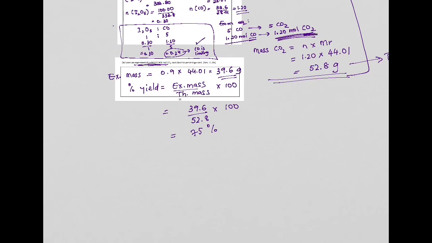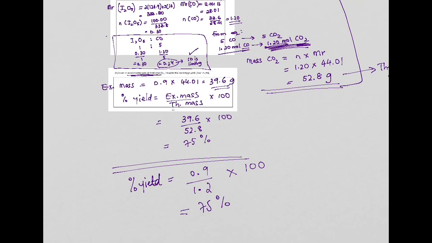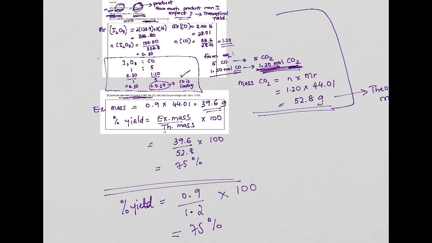Now, you can also do this calculation of percentage yield using the moles. You can do experimental moles, which is 0.9, divided by theoretical moles, which is 1.2, times 100. You can also do that. It gives you the same answer. So this is the experimental yield.